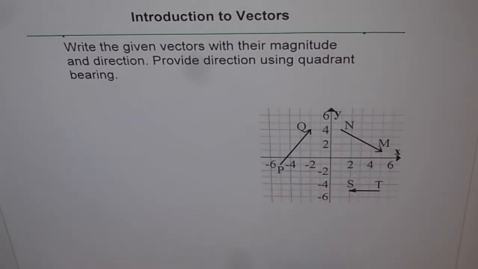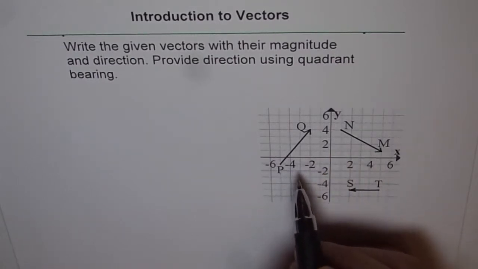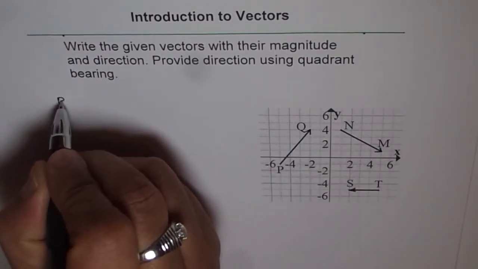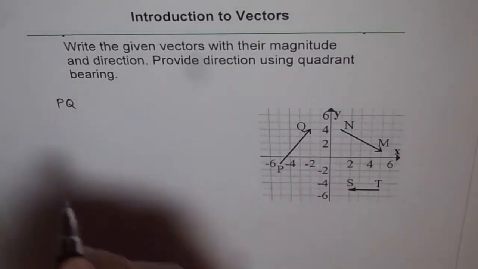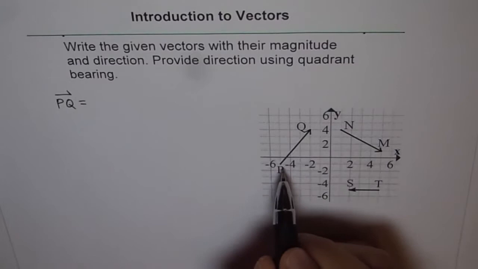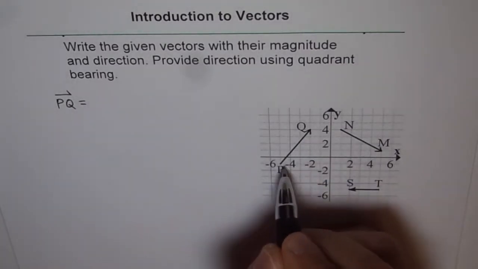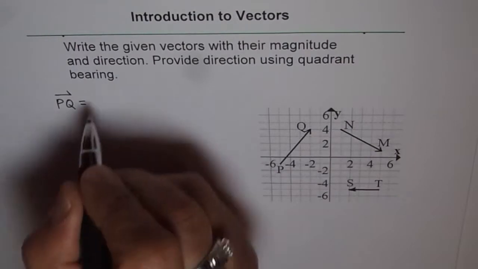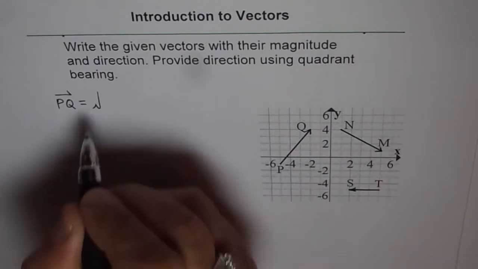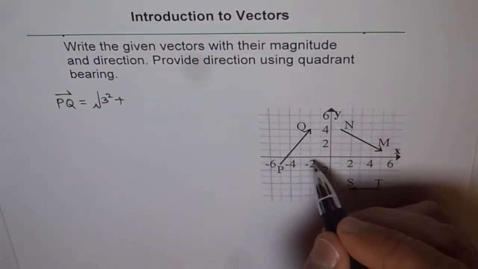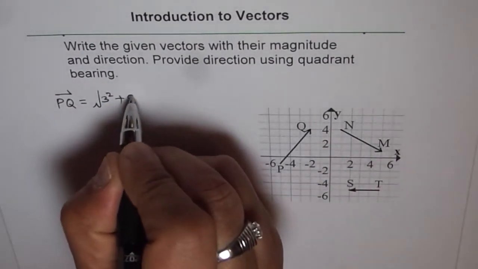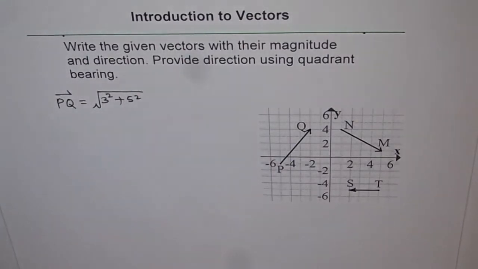Remember that. Now, let's try to understand how to do it. Let's take the example of P to Q. The vector direction is from P to Q, that is our vector. To find the magnitude, we can write the square root of x squared plus y squared. If you go from P to Q, it is 1, 2, 3, so 3 squared, plus for Q, y is 1, 2, 3, 4, 5, so 5 squared. That is the PQ magnitude.